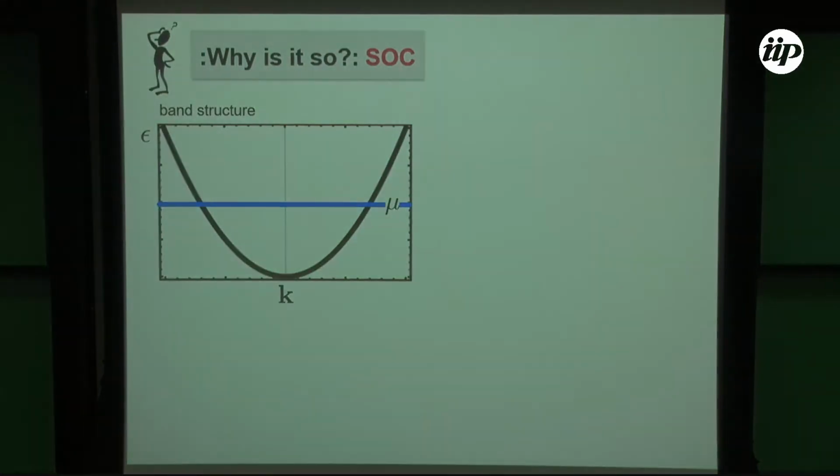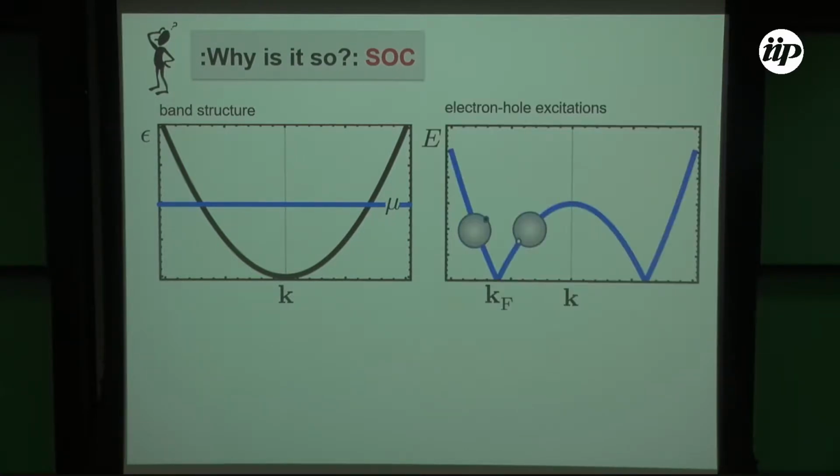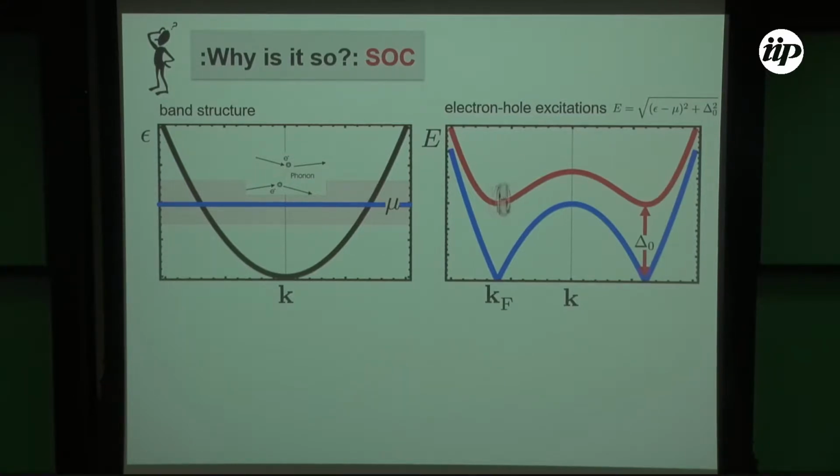So let me start with the simplest case, where I have a parabolic band structure, and I'm fixing somewhere my chemical potential. So in that case, what I have in the game are the electron and hole excitations, which are living outside or inside of the Fermi sea. And if I have in the game electron-phonon coupling, then the situation around the Fermi energy will change, and what would happen is that I will get the quasi-particles. The quasi-particles have some gap, delta 0, and you are seeing the dispersion relations for them. And now comes the main thing: let's compare the group velocities of those particles.